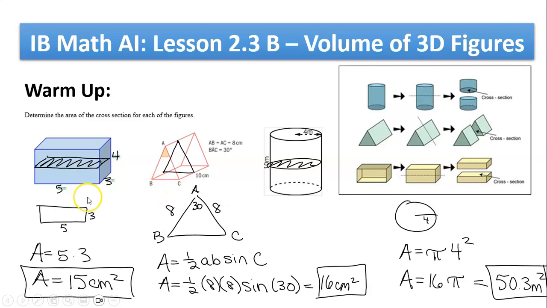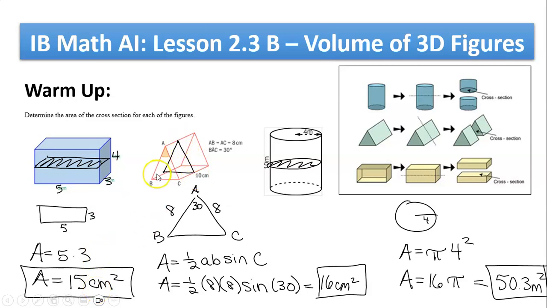So this warm-up here is for you to check your answers. The cross-section of this first one, and I'm sorry, on the paper it didn't copy real dark, but this length is 5, this length is 3, and this height is 4. So the cross-section of this figure, if I cut it in half, is a rectangle. You were finding the area of that rectangle by taking length times width, so in this case 5 times 3, and we got 15 centimeters squared.